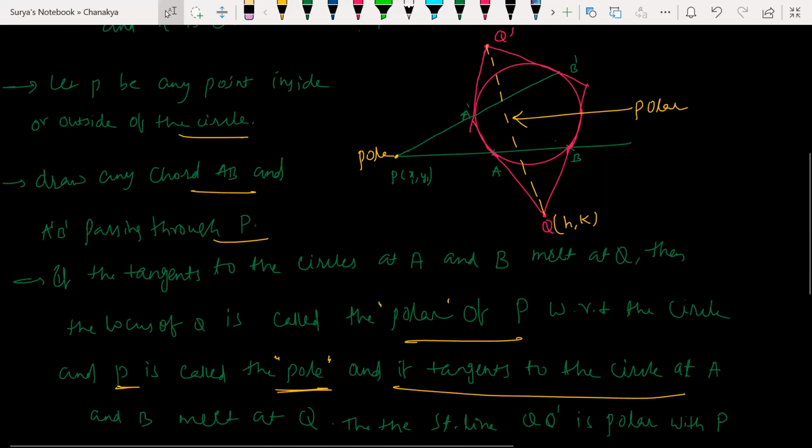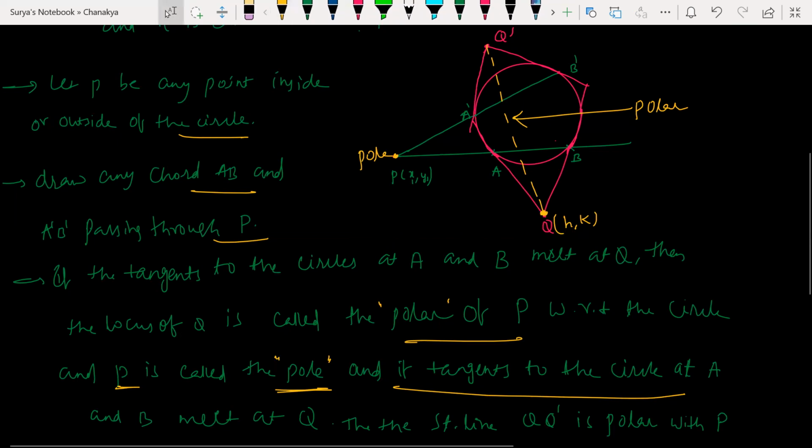My point: P be any point inside or outside the circle. You just take anywhere and draw any chord AB and A dash B dash passing through P. And if the tangents to the circle at A and B meet at Q, and similarly tangents at A dash and B dash meet at Q dash, then the locus of Q is called the polar of P with respect to that circle, and P is called the pole.